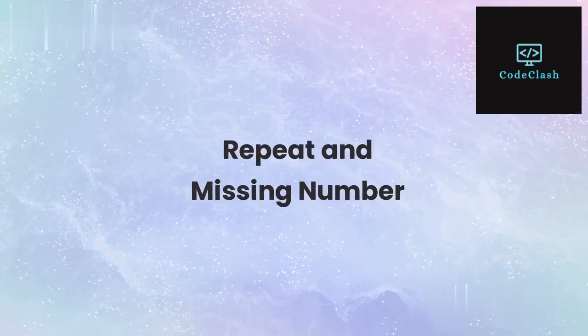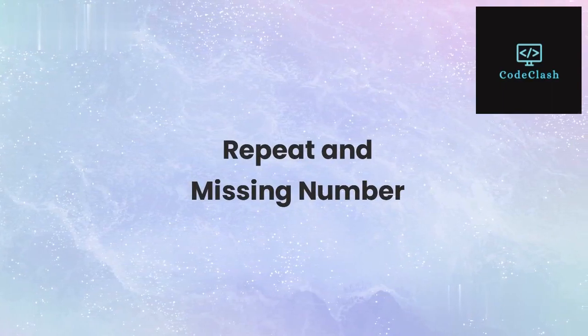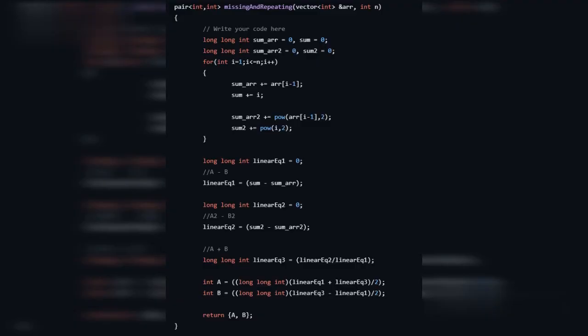Today we'll explore finding missing and repeating elements in an array. Let's dive into the code explanation. The code takes an array arr and its size n as input. Our goal is to find one missing element and one repeating element in the array.